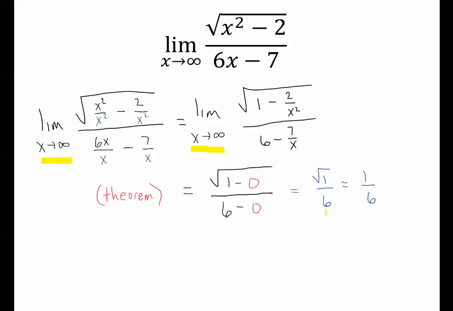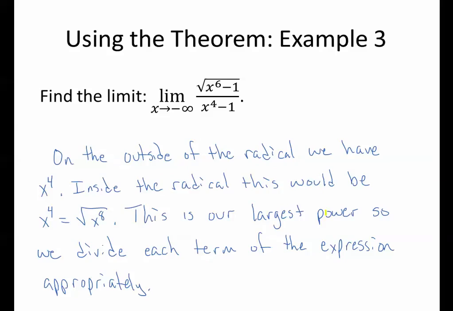In our last example, we're going to have the powers inside and outside not necessarily the same. In this case, we're going to look at the limit as x approaches negative infinity of the square root of the difference, order matters, people, of x to the 6th minus 1, all divided by x to the fourth minus 1. On the outside of the radical, we have x to the fourth. Inside the radical, this would be x to the fourth is equivalent to x to the eighth power.